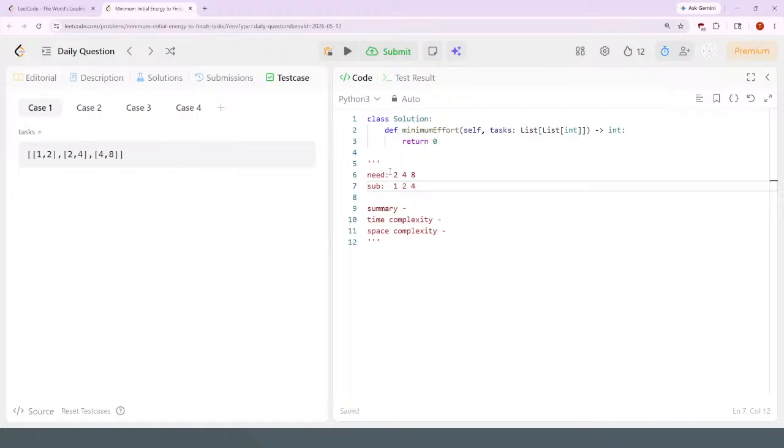What does that mean? I have a certain energy level. It needs to be above a certain level. And then it needs to subtract. And after subtraction, it needs to be above the remaining energy levels, all of them.